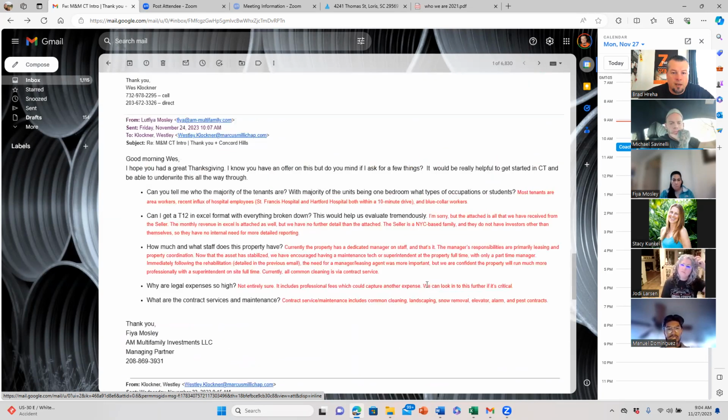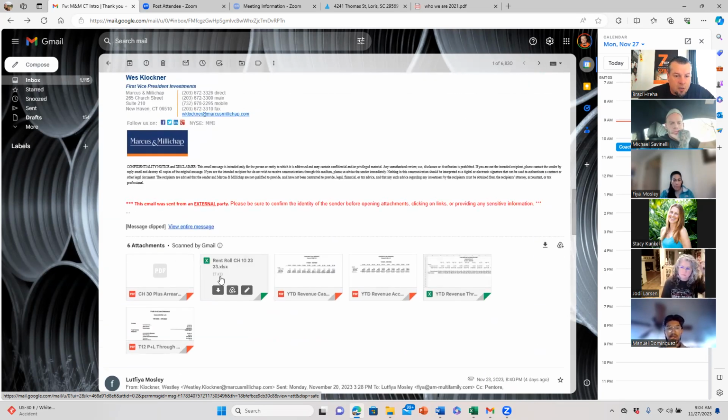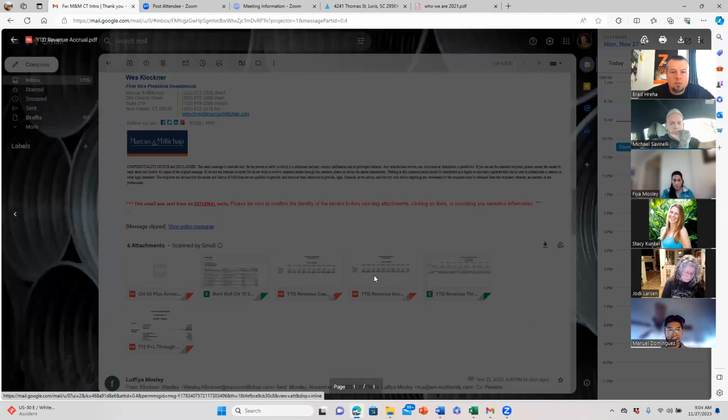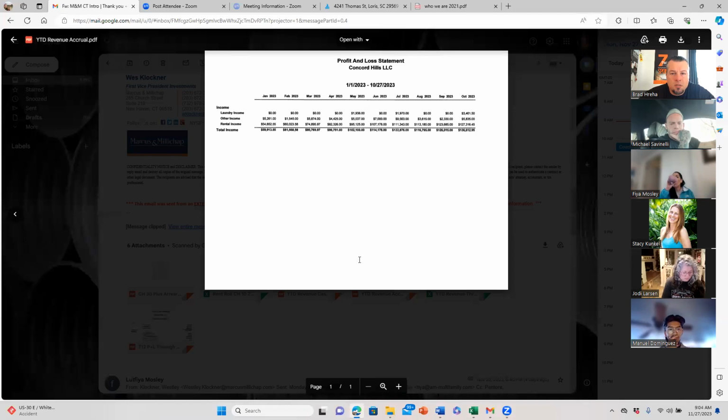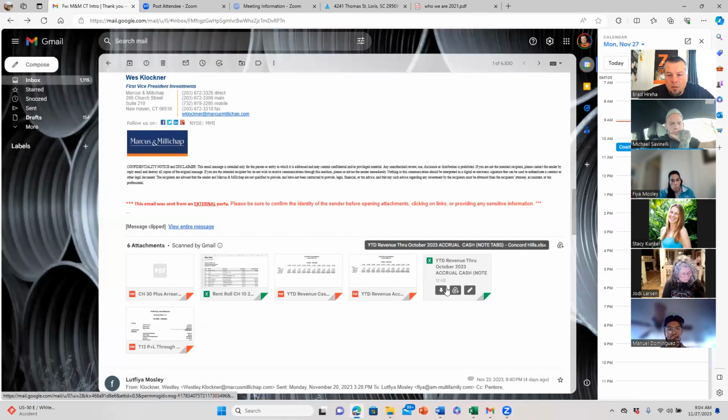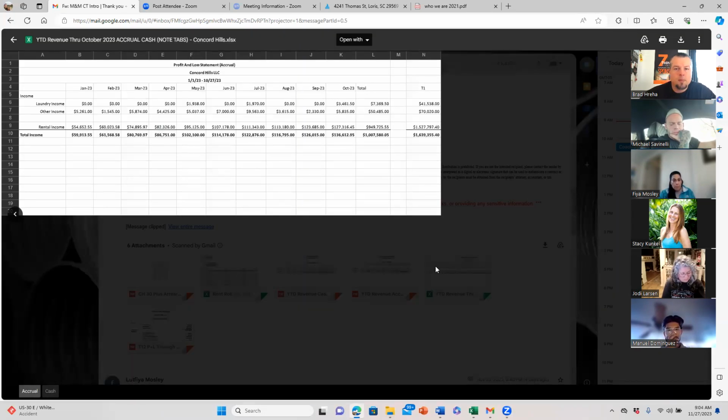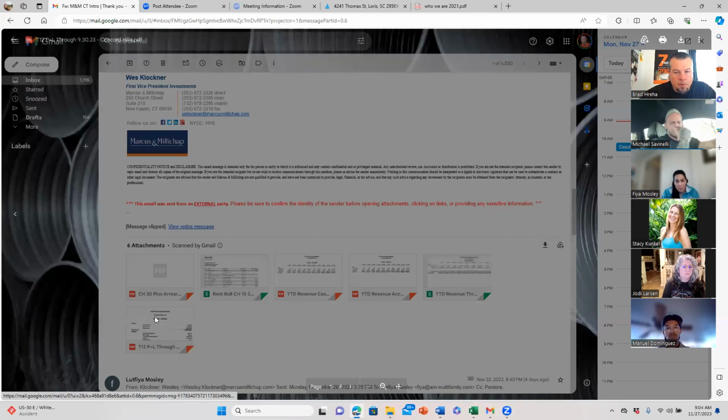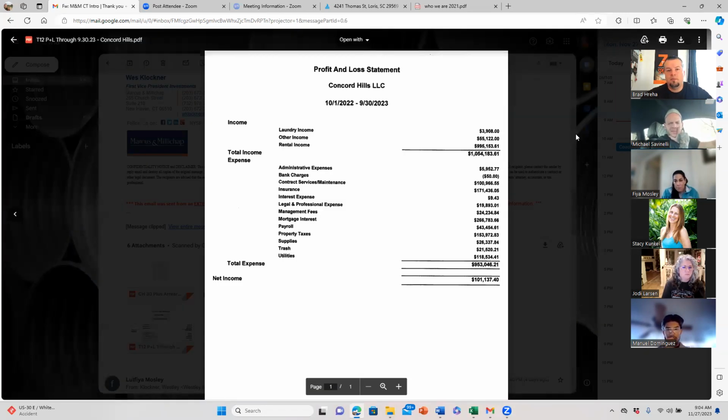So let me look at everything that they had sent over here. That's rent roll, revenue, and cash. Let's see what this is. So this is just, yeah, no breakdown. They do revenue and cash. They're reporting anything that they brought in as cash. But this is the T12 that they've basically given us. It is a true T12.